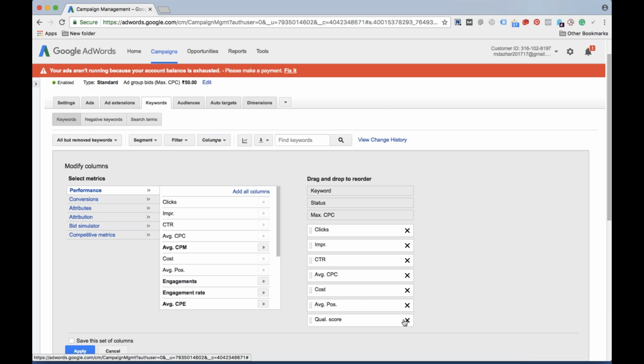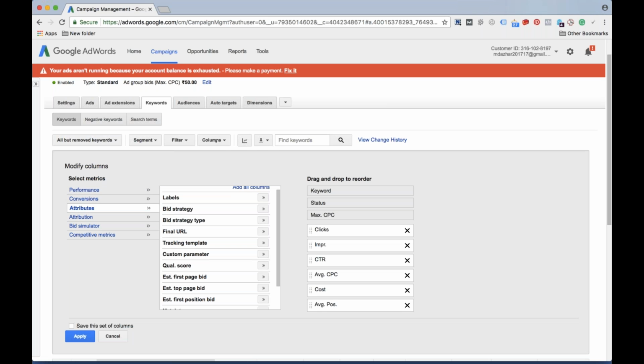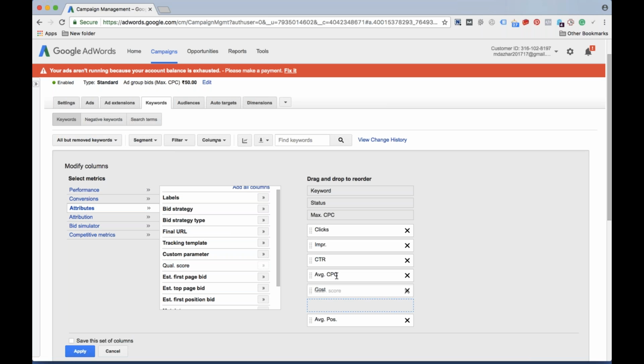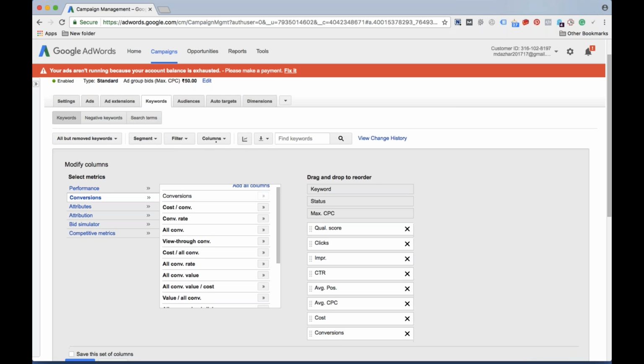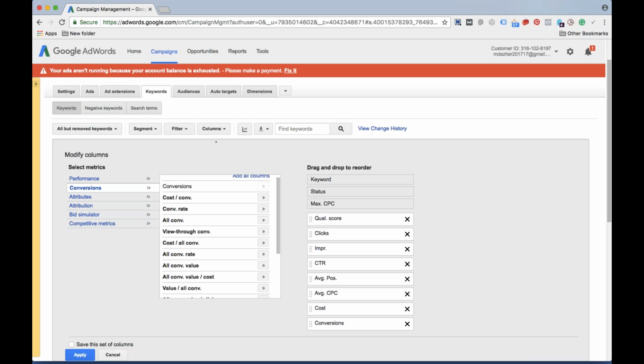Now quality score is very important, and by default in your account quality score will not be there. To get the quality score, when you click on attributes, you will have an option quality score. Click quality score, and it will appear here. Drag the quality score to the top because it's one of the very essential factors. Average position is also very important for us to know. So average position, average price, cost. Also, we want to know if conversion tracking is enabled, how many conversions we have got. So you see, quality score, clicks, impressions, CTR, average position, CPC, total cost, and conversions.